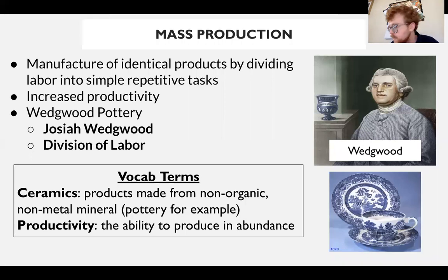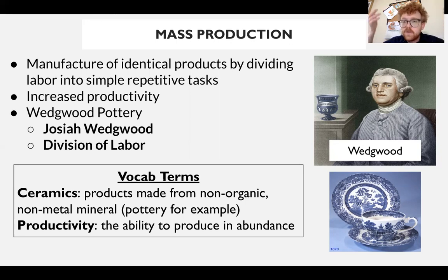And what is mass production? Well, it is the manufacture of little identical products. And eventually these identical products are put together by other workers, and they are going to be made into a final product. It's dividing labor into smaller tasks to build the whole of something. Basically, think the assembly line.